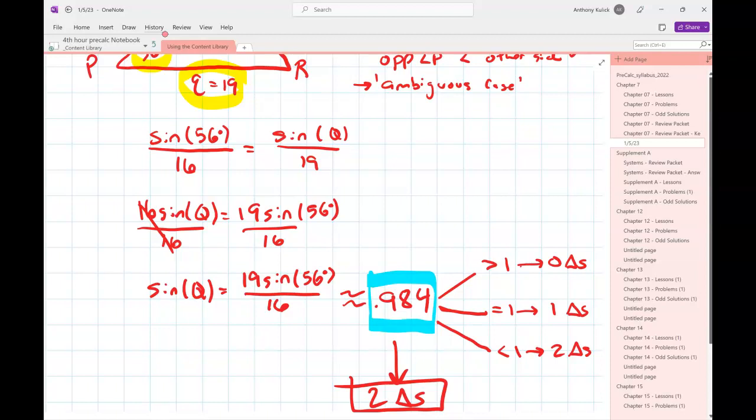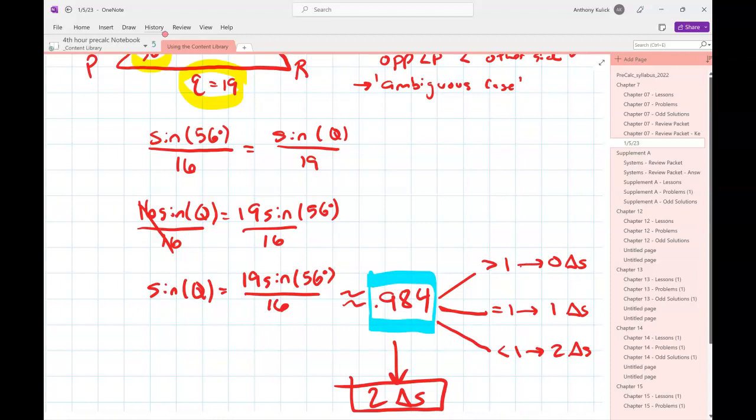Everybody feel okay on that? So again, there's a bunch of criteria you have to sort through, but it basically comes down to this: if the given angle is 90 degrees or bigger, you just have to make sure the triangle is possible by making sure the longest side is across from the biggest angle. And if it is, 1 triangle. If it's not, 0 triangles.